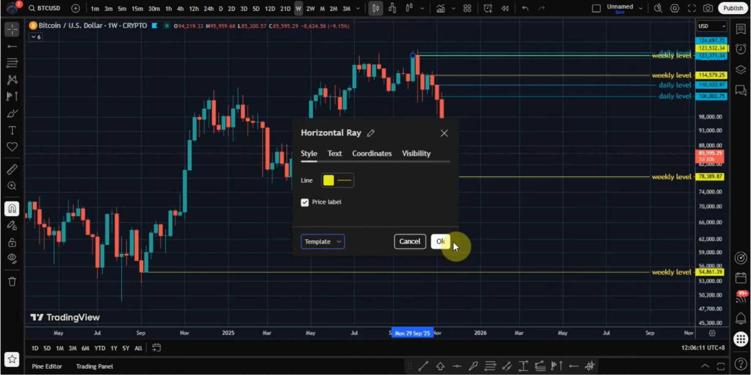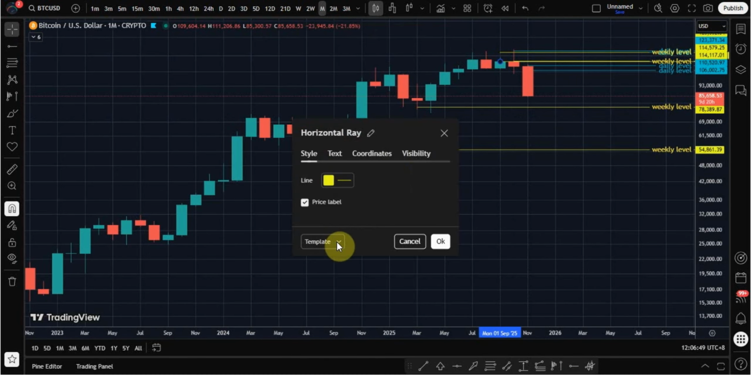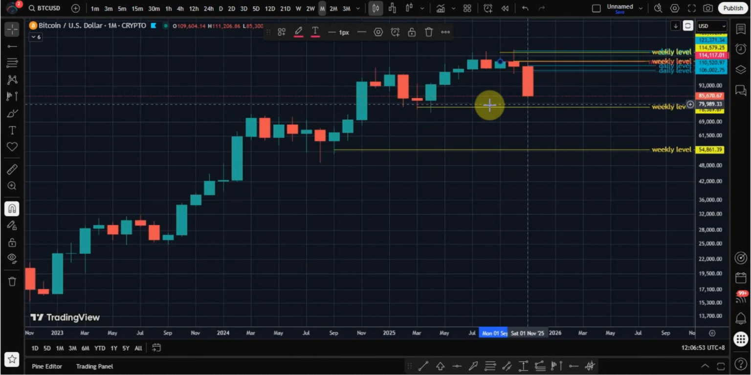Now onto the monthly levels. Same again, look for two candle bodies at similar price that have not been touched. I will now add the monthly levels so you can see all the valid ones.